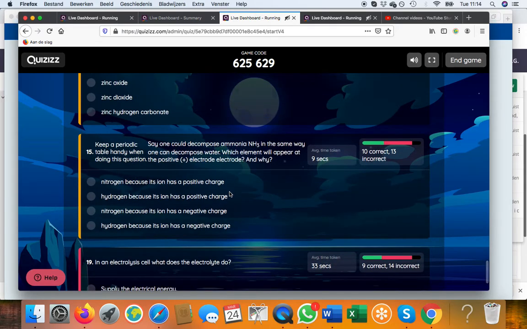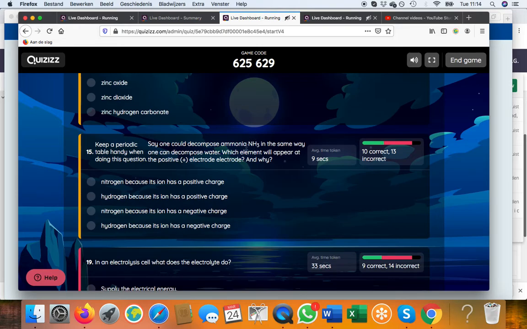Let's take a look. Here is question 15, which most people have incorrect in any case. So this one was mentioned in the presentation. Say one could decompose ammonia in the same way one can decompose water. Which element will appear at the positive electrode and why? So then one would have to take a look.